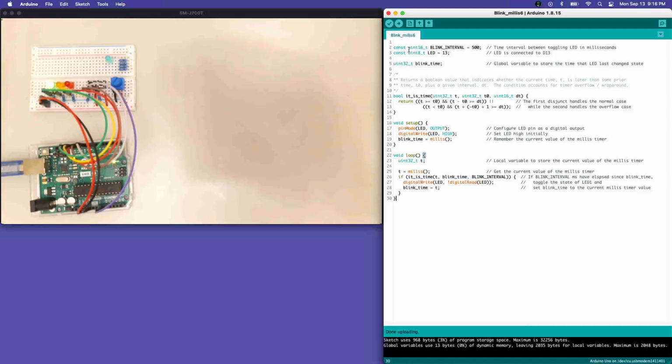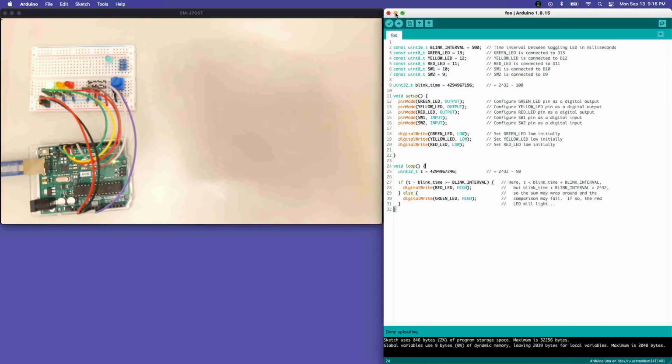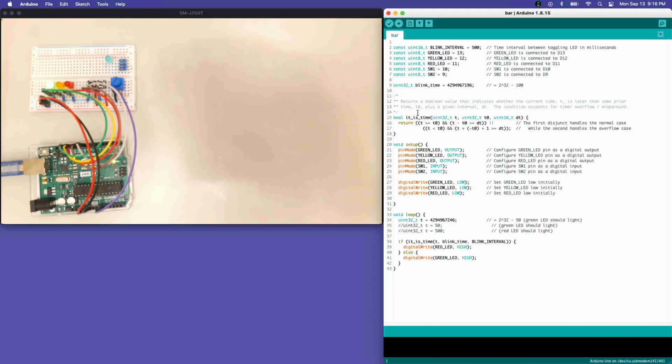Well, we can test it in a way that's similar to the way that I tested whether or not the right-hand side of our original way of phrasing the condition was subject to the overflow problem. And that's by creating a test case, along similar lines to the one that I did here in this little program sketch called foo. So I've got another one I'm calling bar, which uses our same helper function here. And I've set up blink time to be 2 to the 32nd minus 100.